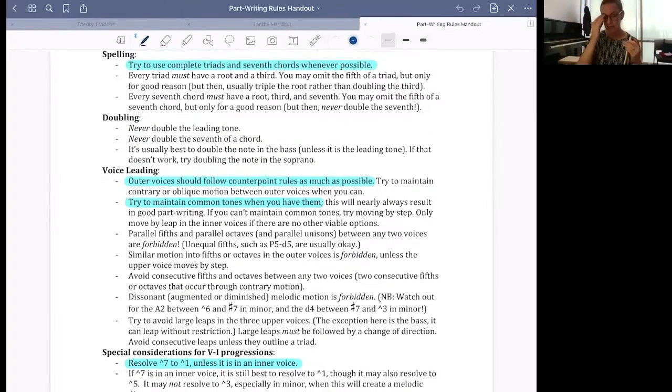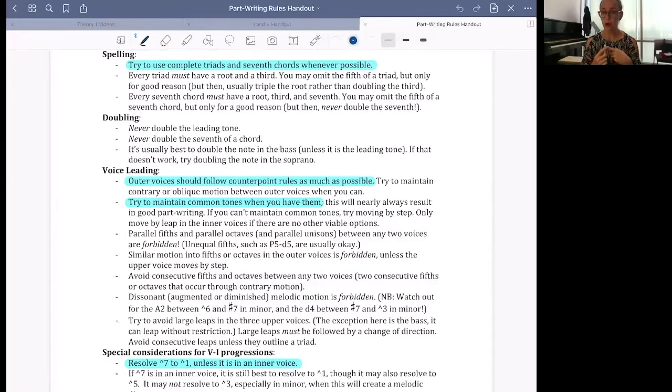Now let's talk about spelling. For right now, since we're only dealing with 1 and 5, I want every single triad to be complete. And by complete, I mean you've got all 3 triad members. You've got a root, you've got a third, you've got a fifth. Now notice I said roots plural. Again, just for what we're doing right now, I want 2 roots in every triad.